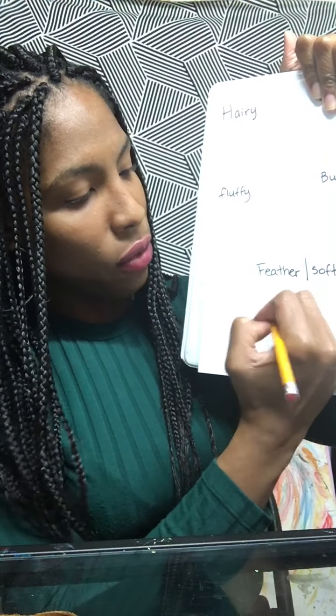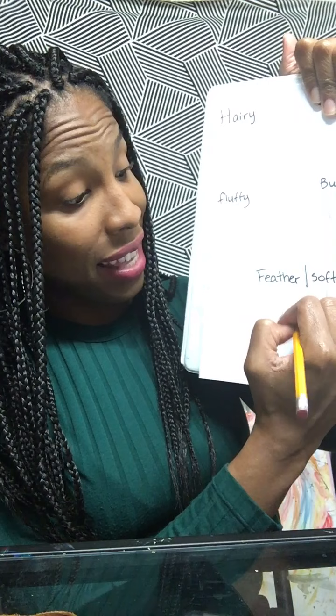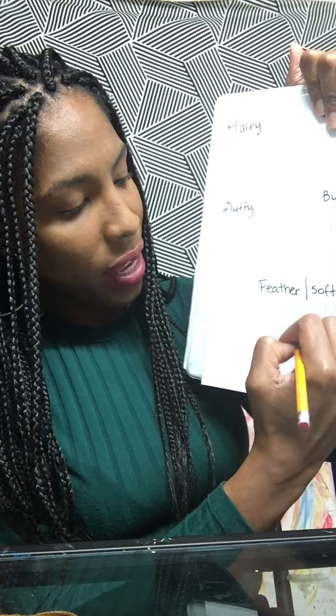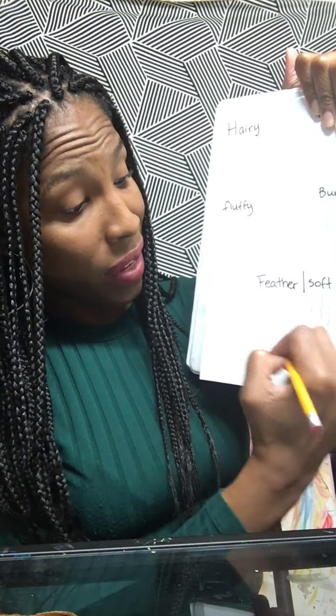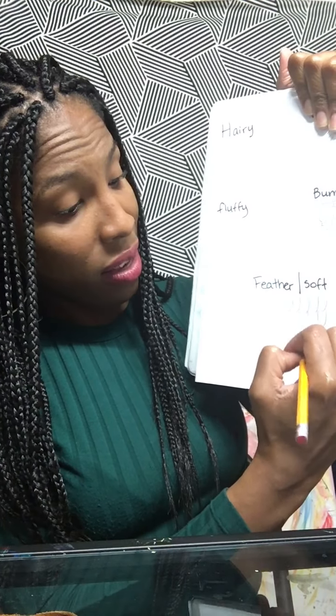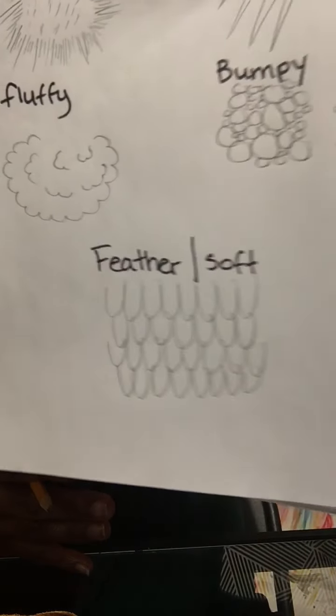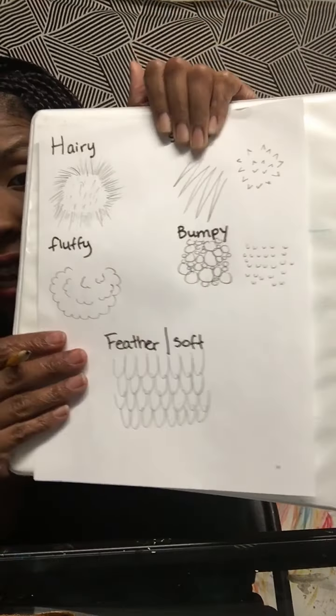Now this can give the illusion of feathers, or it can give the illusion of scales on a fish. Now if it's scales on a fish, obviously it wouldn't be soft. It would be, well, depending on which way you rub your hand. But that gives a texture.